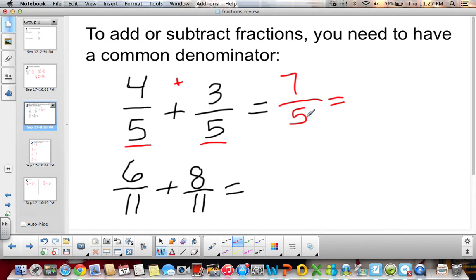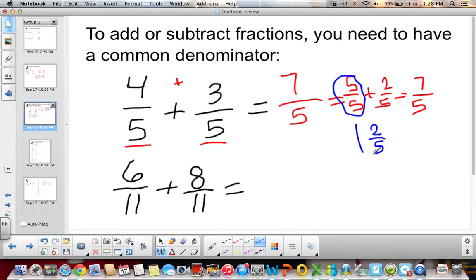This is called an improper fraction because the numerator is larger than the denominator, which means that it is greater than 1. So 7/5, we can rewrite it as 5/5 plus 2/5, because we know it's fifths on the bottom, and 5 plus 2 is 7, so 7/5. 5/5 is the same as 1, and then we have 1 plus 2/5, so our answer would be 1 and 2/5. 2/5 is in simplest form, so then we're done.